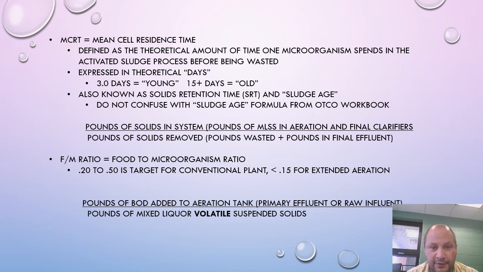So this is a ratio, as you'll see in the textbook and also on the video. For a conventional activated sludge plant, we typically want that F/M ratio to be between 0.2 and 0.5. And we'll go ahead and get into each of these formulas in a little bit more detail here.